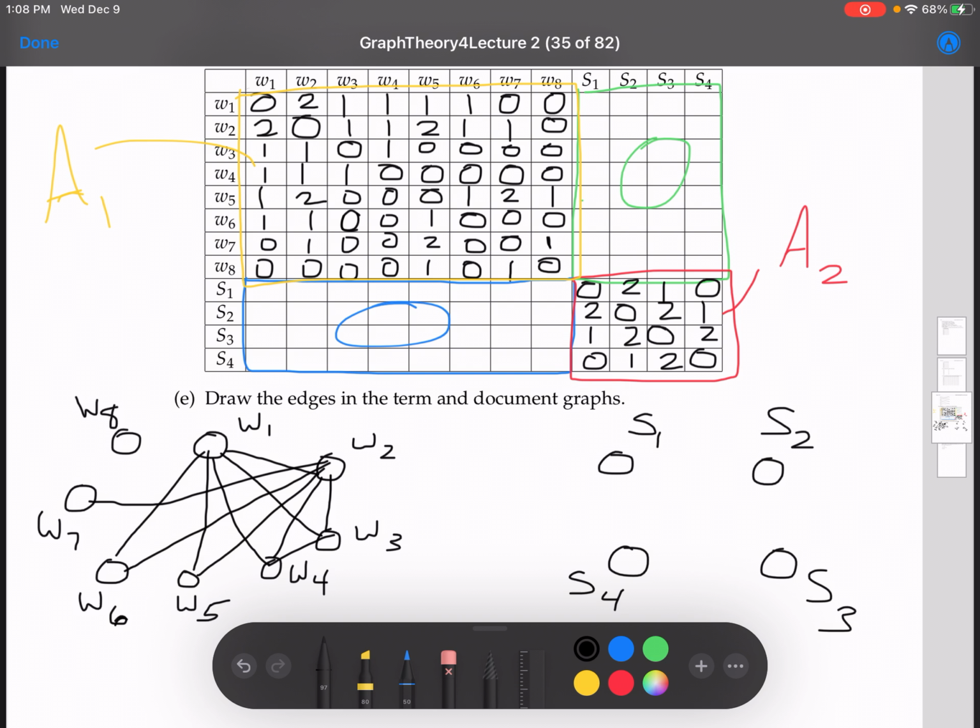Mm-hmm. 5, let's see, the new ones would be 5, 6, 5, 7, and 5, 8. Then 7, no new ones with 7. 7 was only connected to, oh, I guess we do have a new one with 7, right? 7 and 8, that's right. Okay, there we go. We had 7, 2, that was there, 7, 5, that was there, and 7, 8 there. And we have 8, 5, which we already have, and 8, 7.